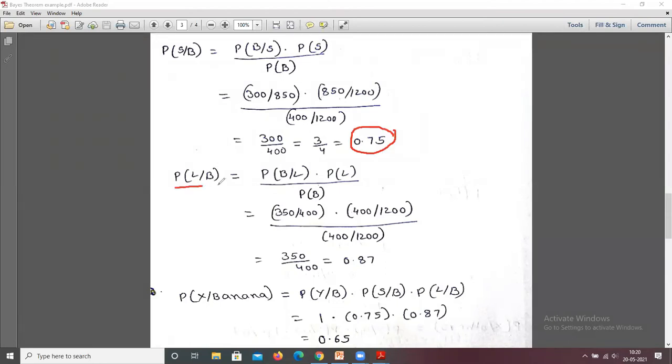Similarly, we are going to find P of L by B. So B by L equals 350 by 400. Probability of L equals 400 by 1200. Probability of B equals 400 by 1200. If you calculate this, we got 0.87 as the answer.